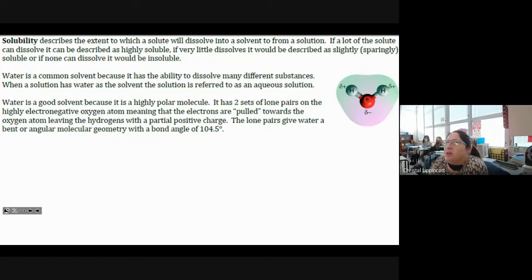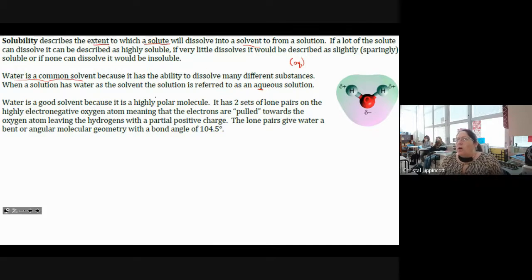So solubility describes the extent to which solute will dissolve into solvent to form a solution. Typically that solvent is water, and if it is water, then we denote that behind our parts of our equation with the (aq) in parentheses, a subscript AQ. Like I said, water is the most common solvent here, and that's what makes it an aqueous solution.